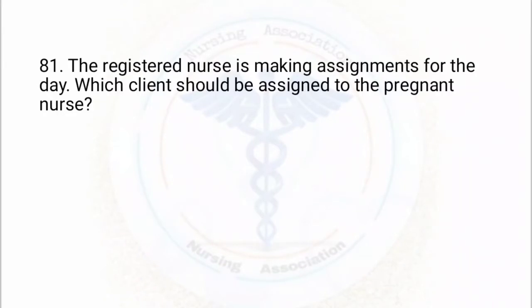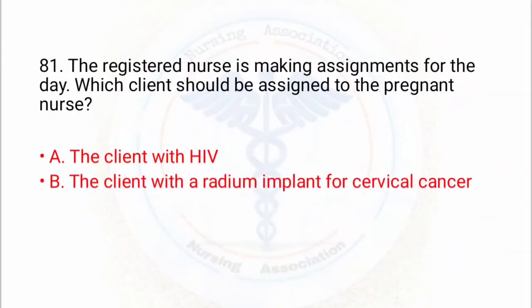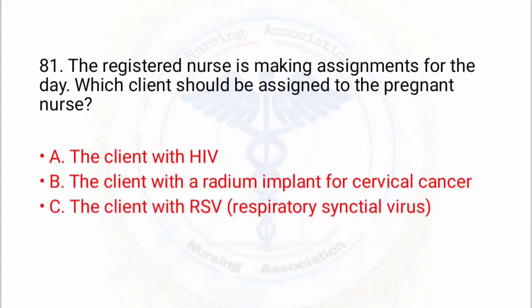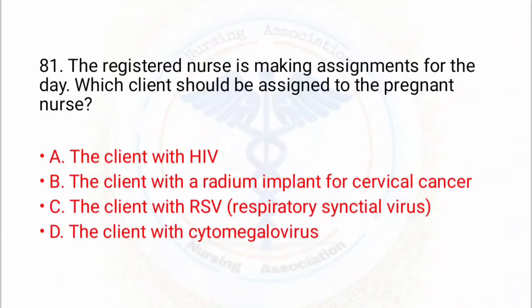So here it is. The registered nurse is making assignments for the day. Which client should be assigned to the pregnant nurse? The nurse giving care is pregnant, so which kind of client should be assigned to her? The options are the client with HIV, the client with a radium implant for cervical cancer, the client with RSV, respiratory syncytial virus, or the client with cytomegalovirus. So which client should be assigned to the pregnant nurse?